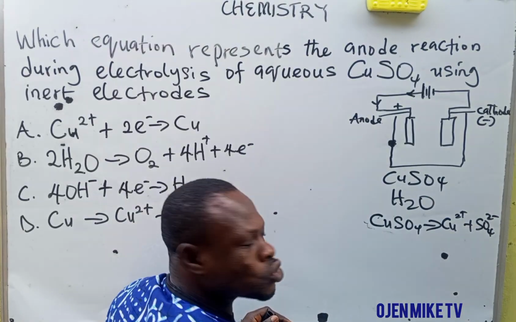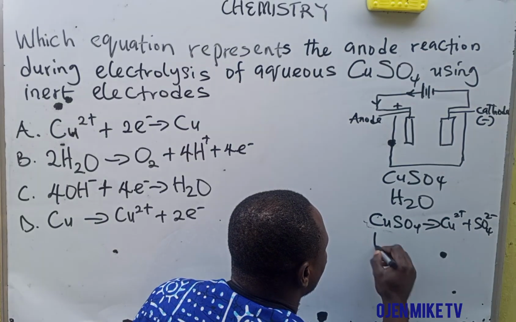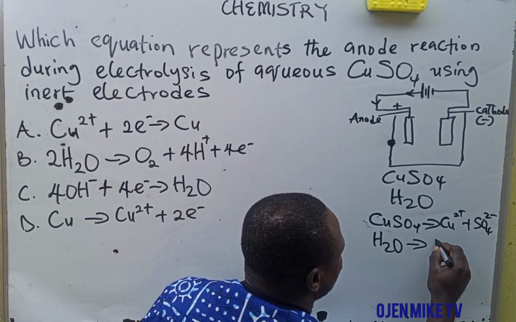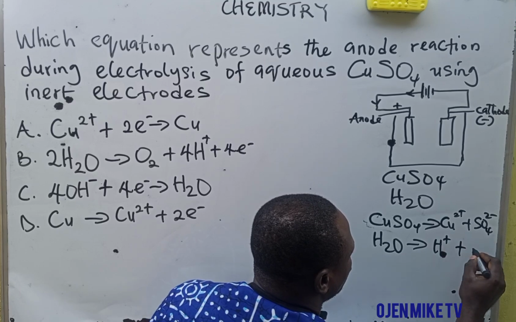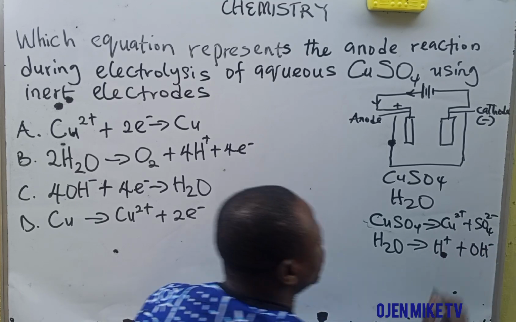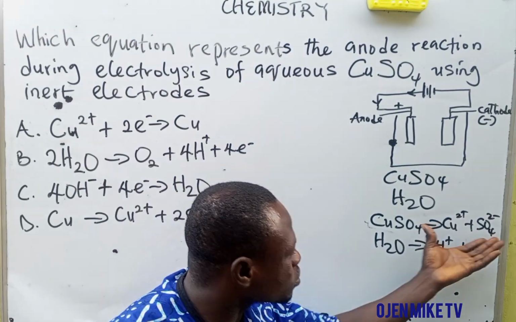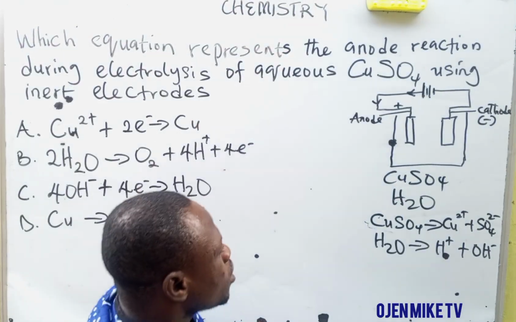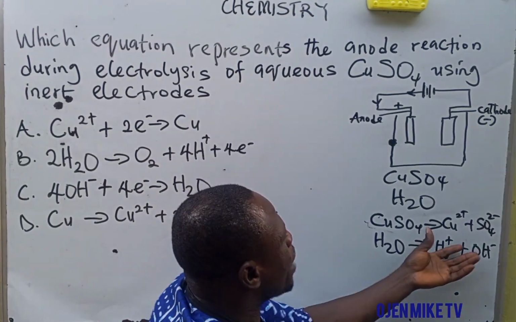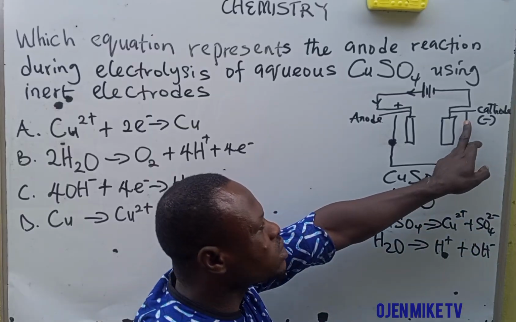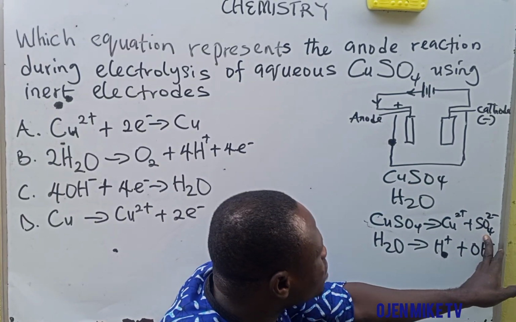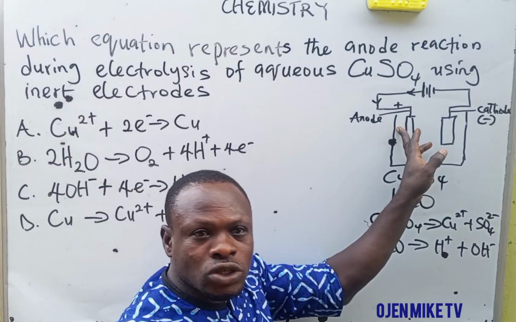Now water here will also dissociate to give you hydrogen ion plus hydroxyl ion. This is what will happen. Now when you dissolve this thing in water, look at what will happen here. The ones that are positive will always migrate towards the cathode, which is negative, while the ones that are negative will migrate towards the anode, which is the positive side.